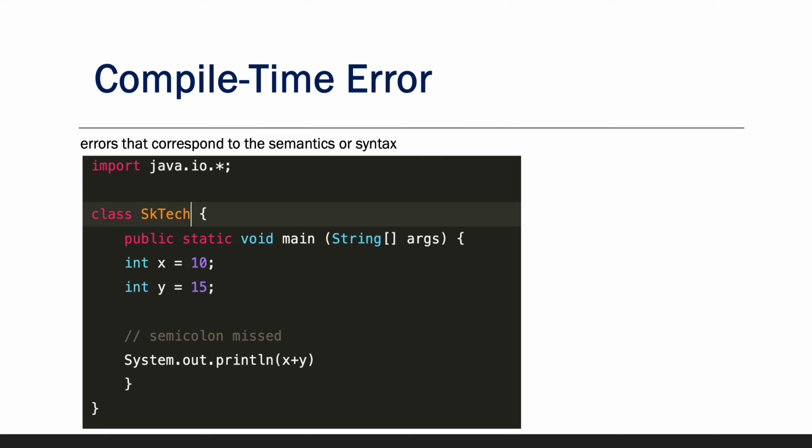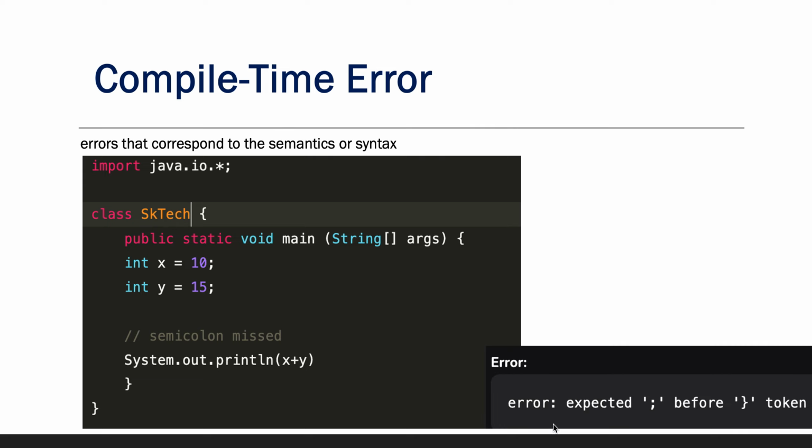So let us see some of these programs. If you run this program, we will see the output something like this. This is what it is saying: the semicolon is missing after this or before this statement. So these kinds of errors are called compile time errors. And why are we saying this is a compile time error? Because this can be detected at compile time by the Java compiler.